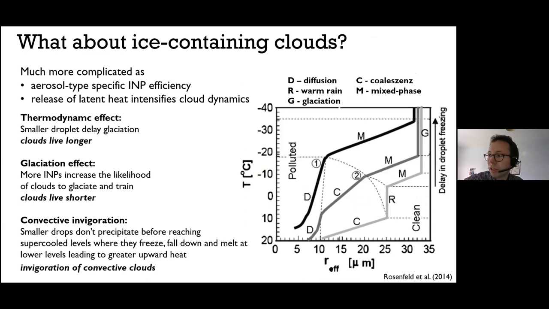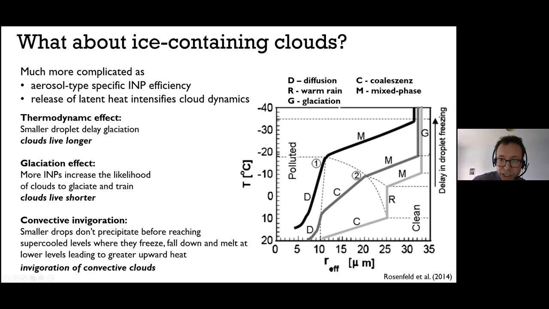If we now go to ice-containing clouds, things get much more complicated. Particularly now we have the CCN acting, so the particles that affect water clouds, but also those INPs that I mentioned before. So those particles that might lead a supercooled cloud droplet to freeze at temperatures much warmer than minus 38 degrees. And there's this nice diagram here by Rosenfeld et al., where they basically show what happens if we have an unperturbed atmosphere, where we have the cloud droplets, they grow. So cloud droplet effective radius increases. Eventually they form warm rain. So that's rain without the ice phase. Then ice starts to form. We have a mixed phase cloud, and then eventually the cloud is fully glaciated.